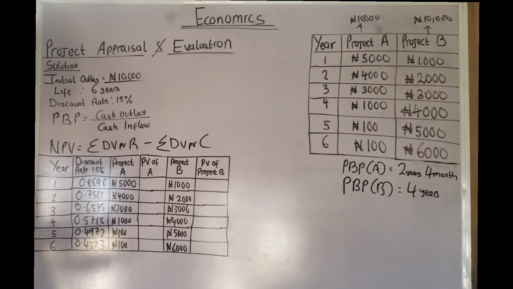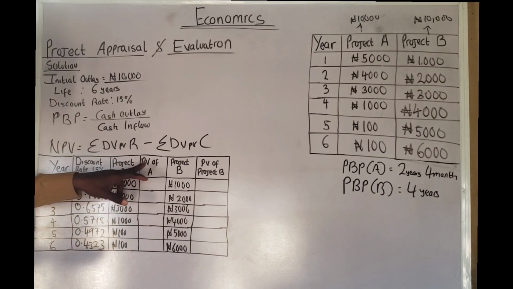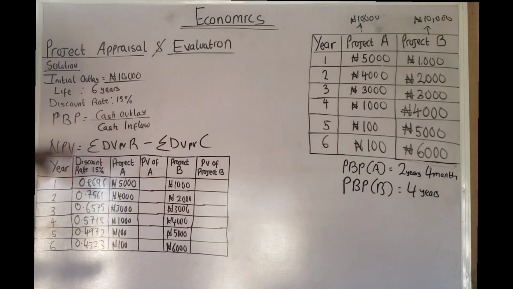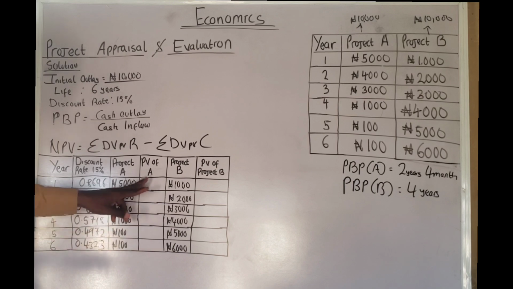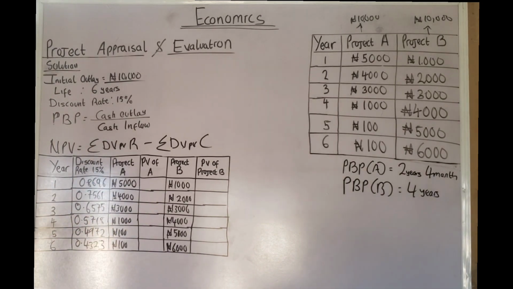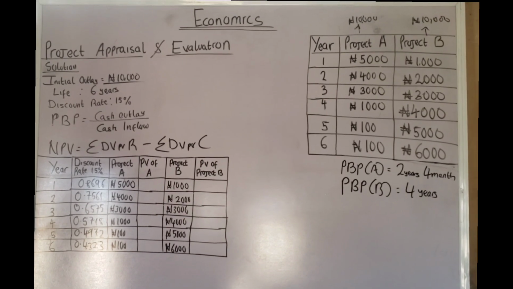You understand? Listen to the explanation again. The present value of project A now will be the product of the discount rate of each year and the income stream of each year. You understand? So if I want to get the value of these cells, I'm going to take the product of 0.8696 and 5,000 naira. Do you understand?